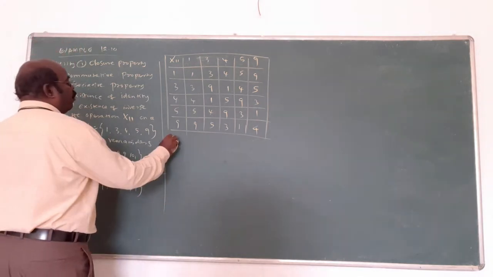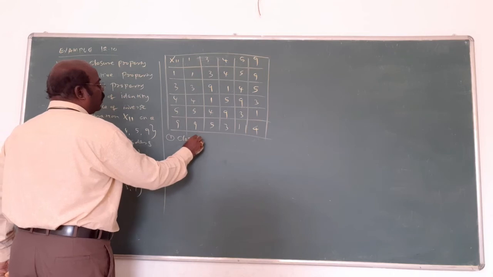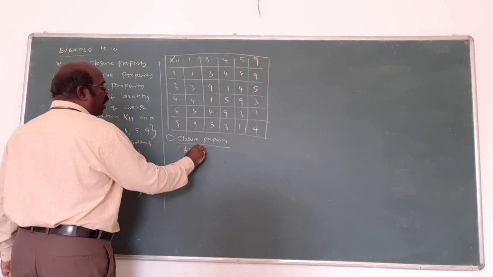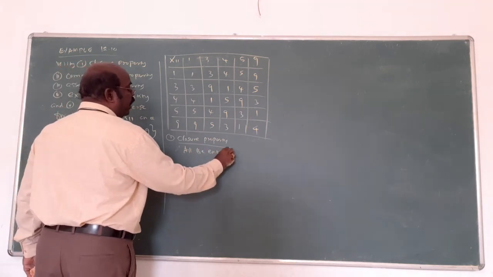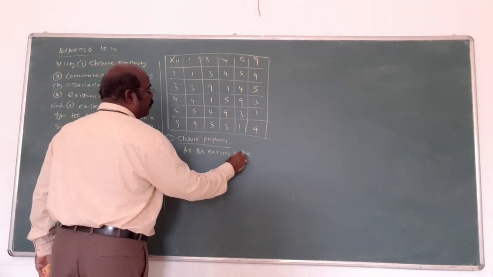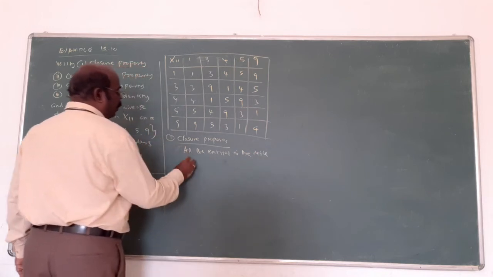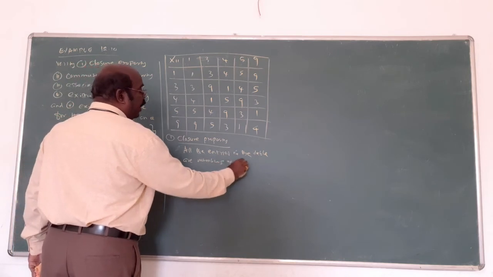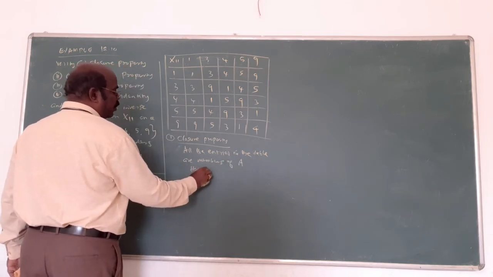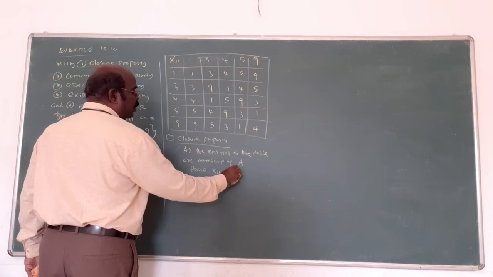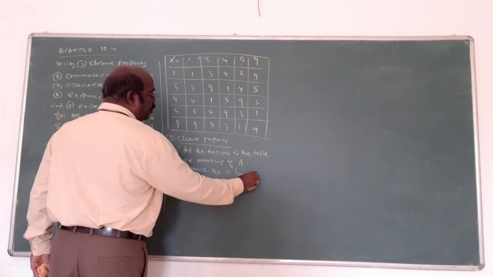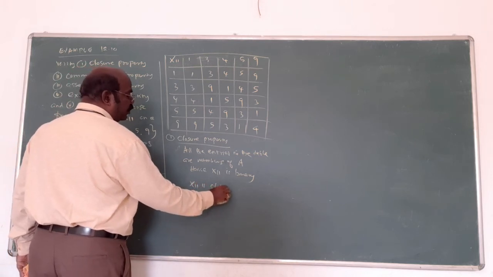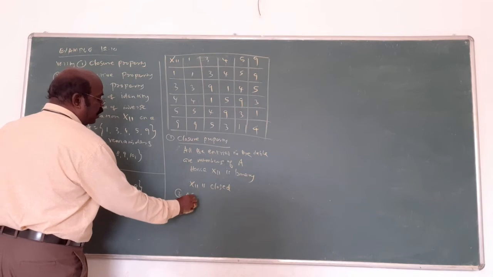Now, take again. The first is what? Closure property. What I told you? All the entries in the table are members of A. Hence, this is a binary operation. That's why multiplication modulo 11 is closed. That is the answer.